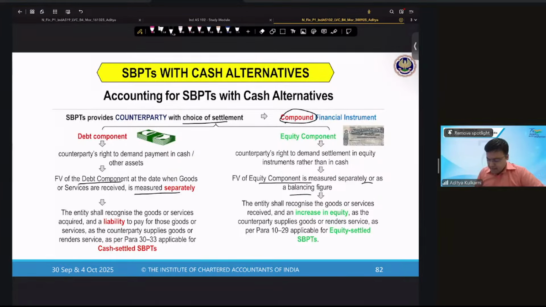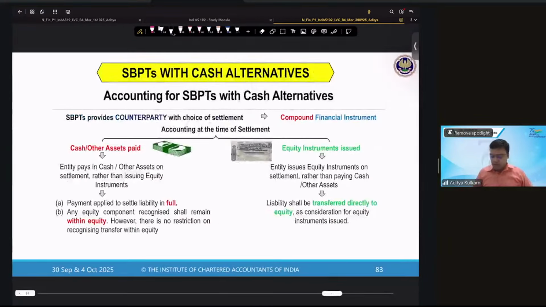The entity shall recognize goods or services acquired and a liability to pay. Okay, that is the cash. And shall recognize the goods or services received and an increase in equity for the equity settled stock options. So this is what you have in terms of SBPTs with cash alternatives.